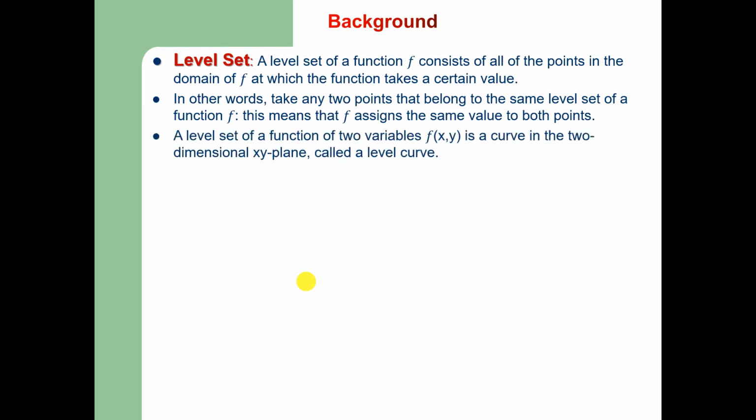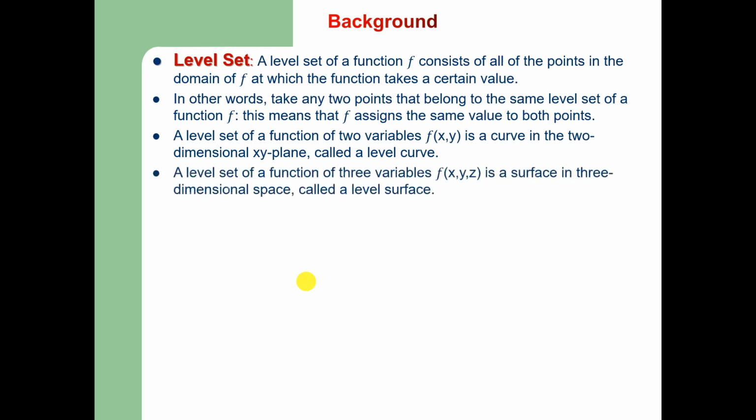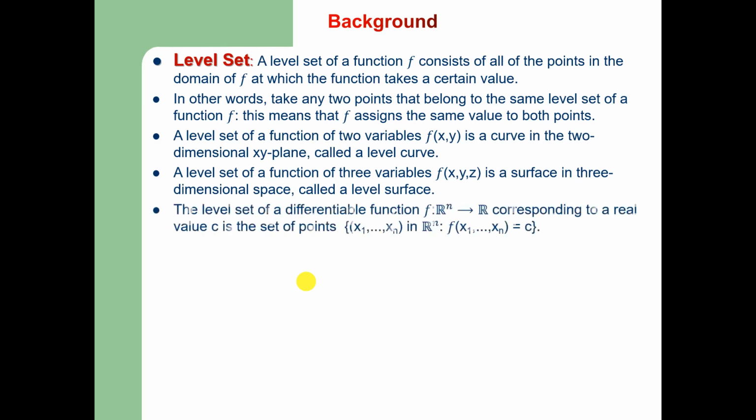A level set of a function of two variables, that is a function of x and y, is a curve in the two-dimensional xy plane called a level curve, just like I gave you the example of the indifference curve. That is a level curve. If we have a level set of a function of three variables, that is a function of x, y, and z, then it is a surface in the three-dimensional space, and that is known as a level surface.